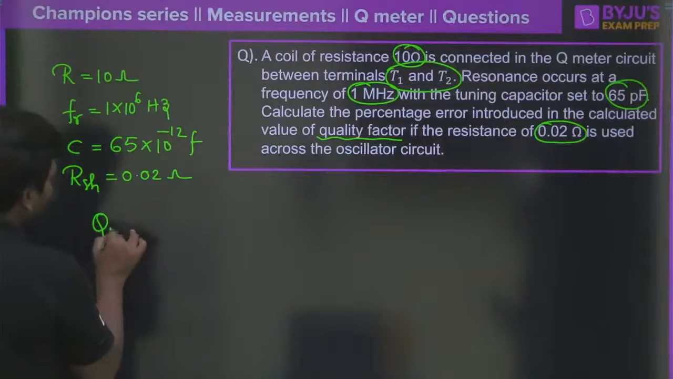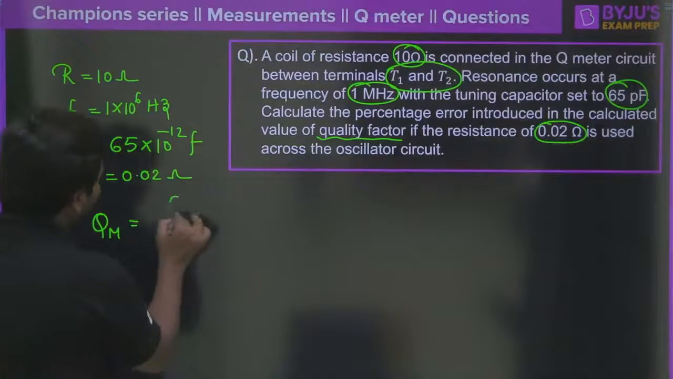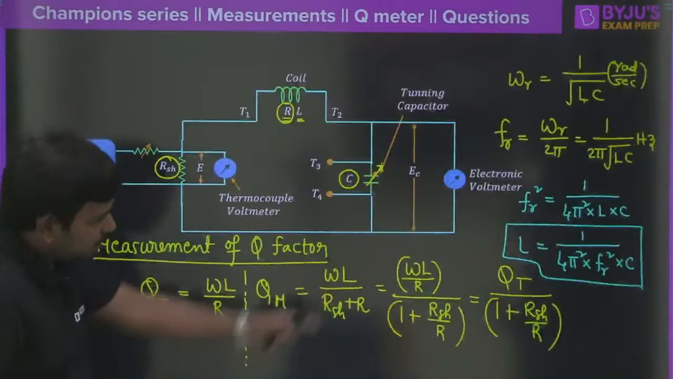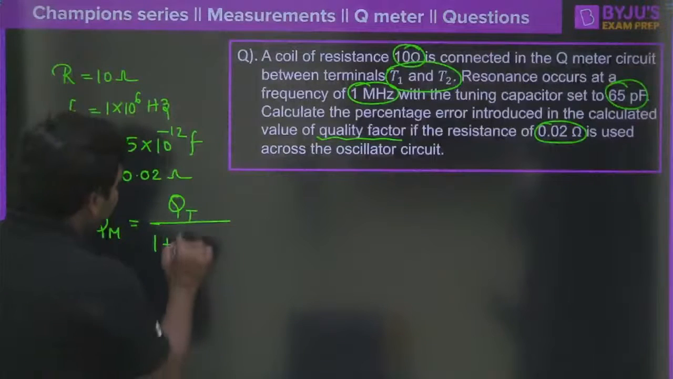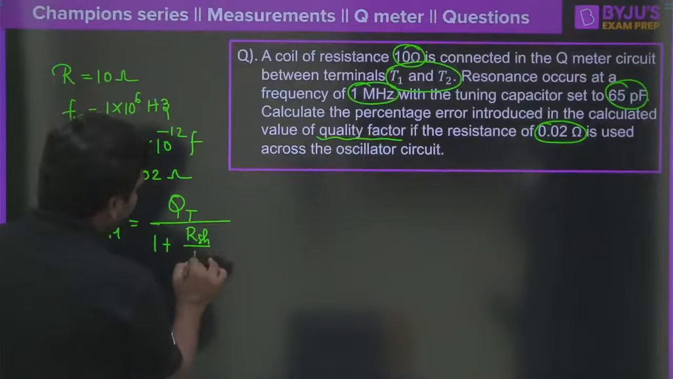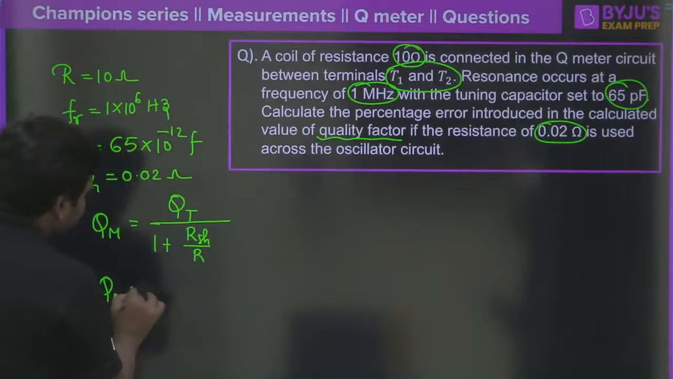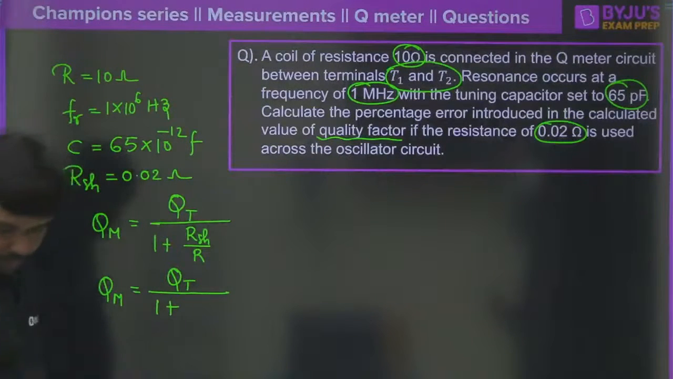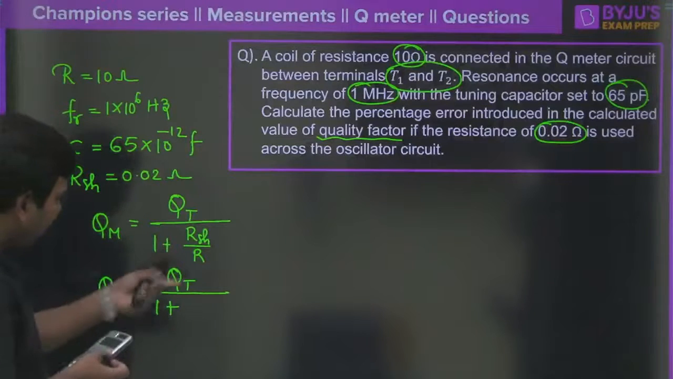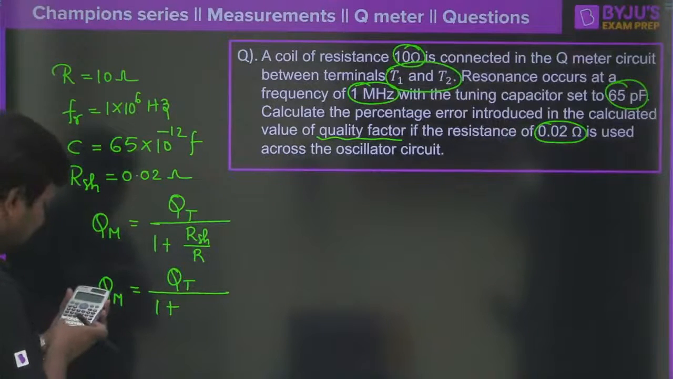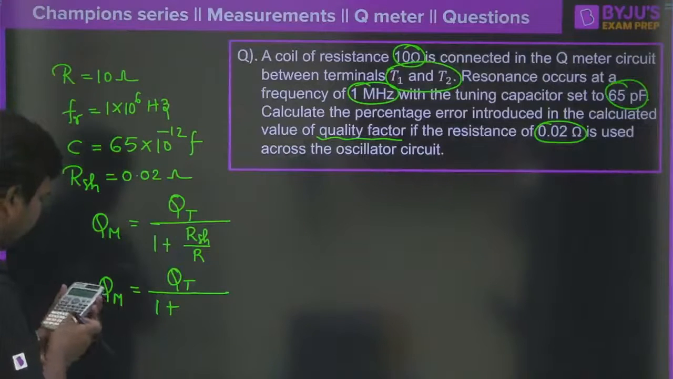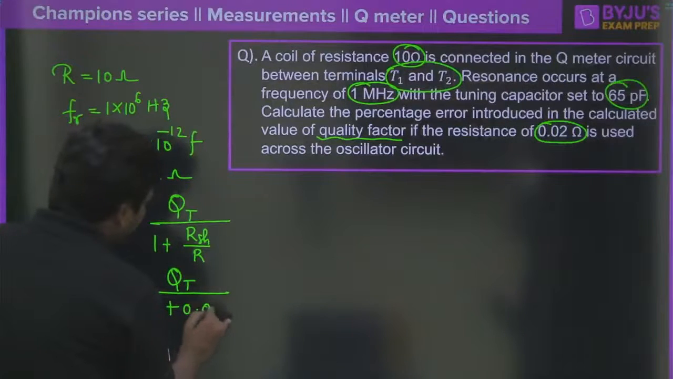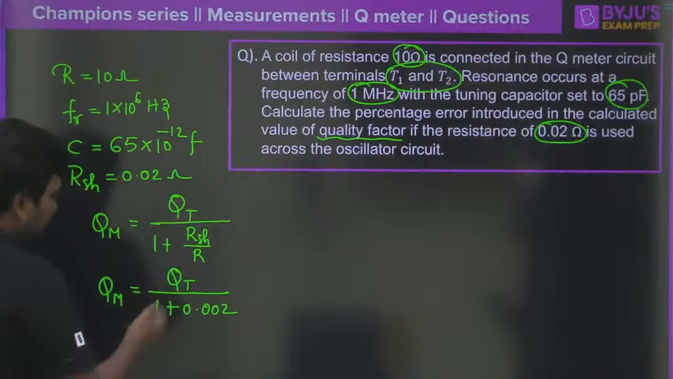And what is the measured value of the quality factor? As I said, the measured value of the quality factor is equal to the true value divided by 1 plus, what was the value we calculated earlier? Shunt resistance divided by R, right? So let me write down shunt resistance divided by R here. So how much will it become now? Measured value is equal to the true quality factor divided by, of course, 1 plus R shunt divided by R. What is the shunt value? That is 0.02 divided by 10 here. So it will be 0.002, right? So therefore I can say its value is equal to 0.002 here, correct?